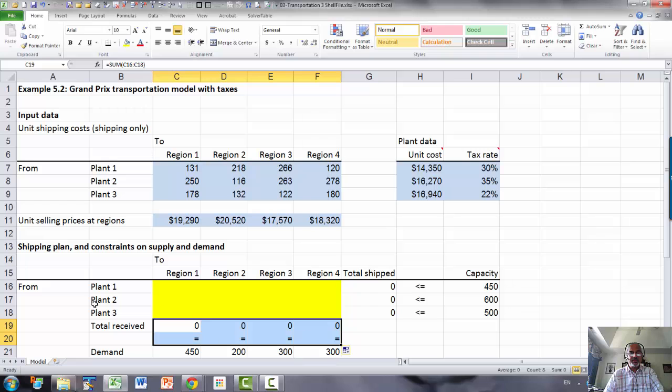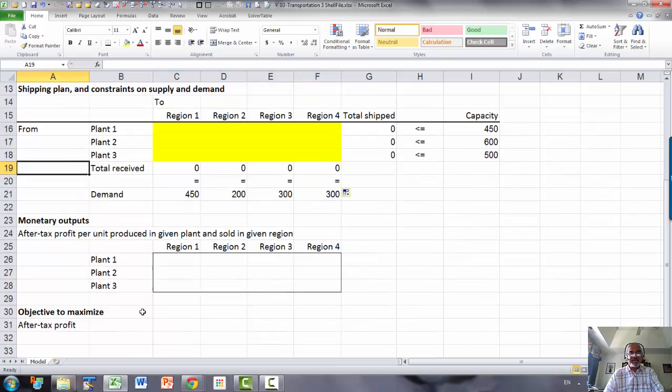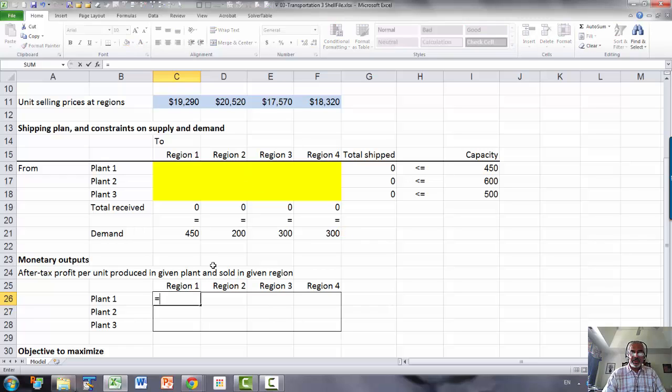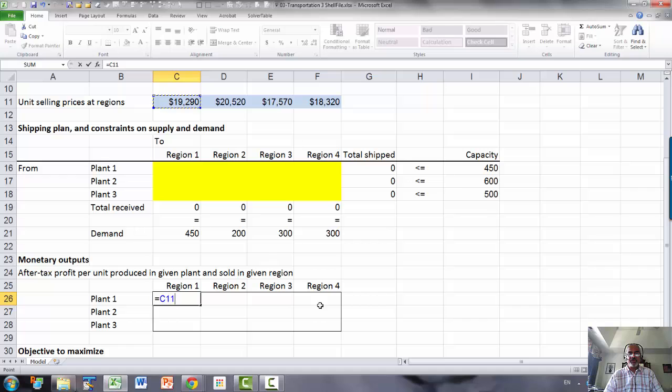Okay, so these are the constraints, but what about the after-tax profit to maximize? Now we have to figure out what would be the after-tax profit per unit for each transportation, and then we can multiply this with that. That will give us the after-tax profit. So here we start with the selling price. Now remember we have to copy this formula for the rest of the cells, so we have to use absolute referencing in a judicious way.